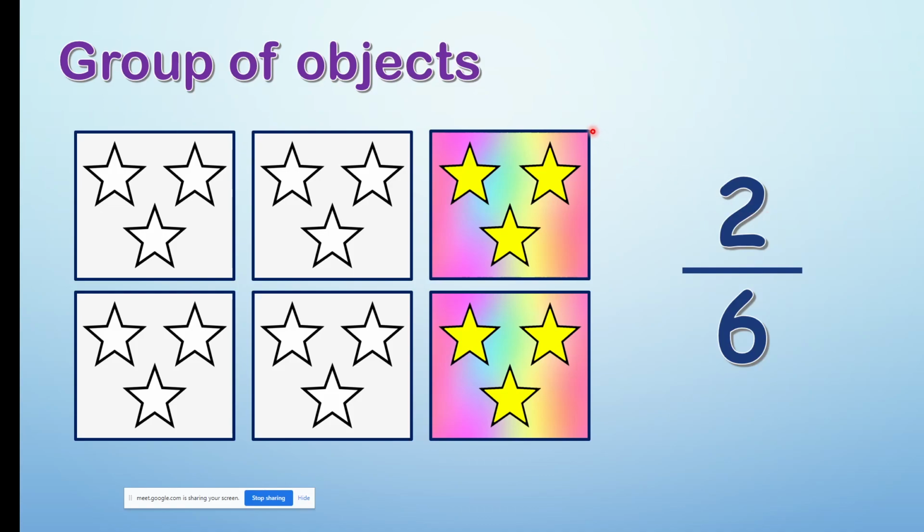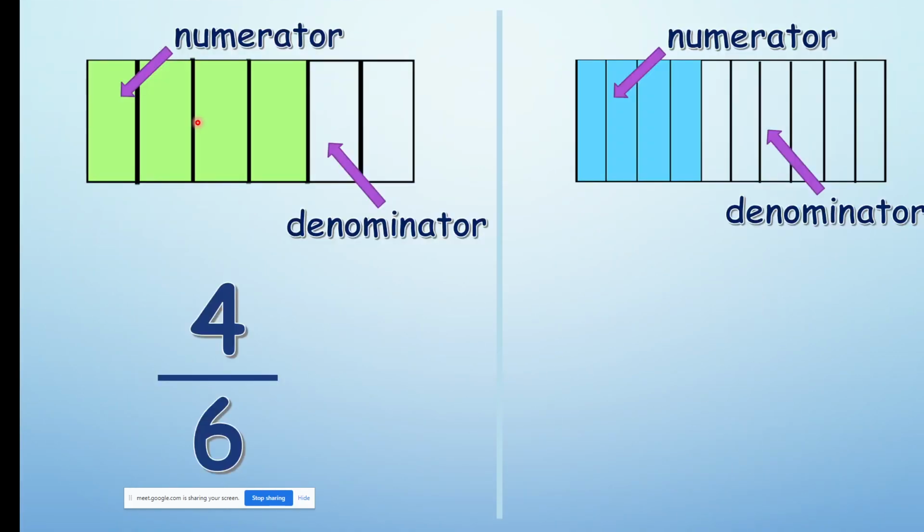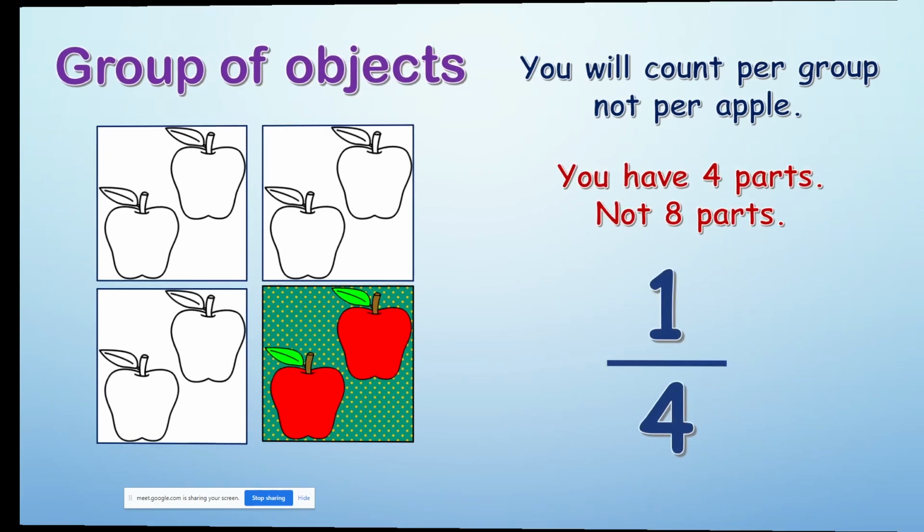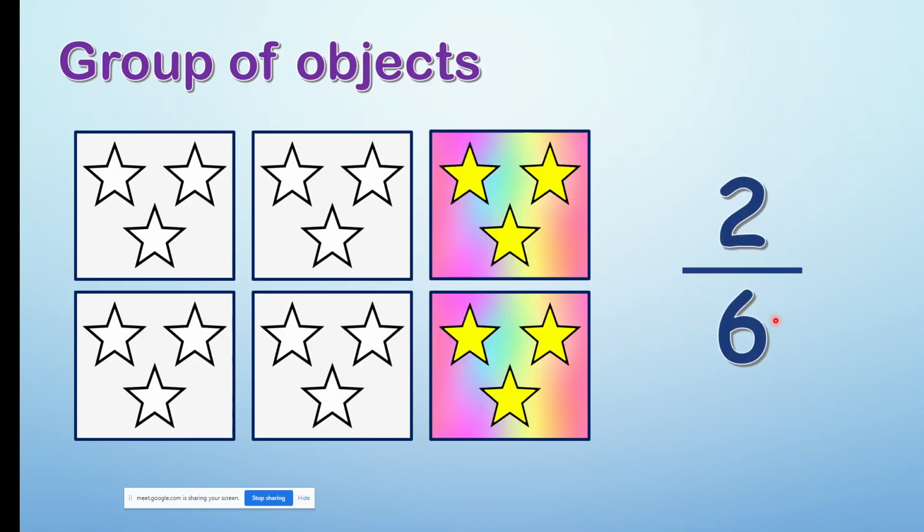Okay? You will count per group if you see there is a line, there is a box, there's a circle for the group. But if there's no picture, you will count the shaded part and then the total number of parts. That's the denominator. But if it's a group, you will count the group, not the picture.